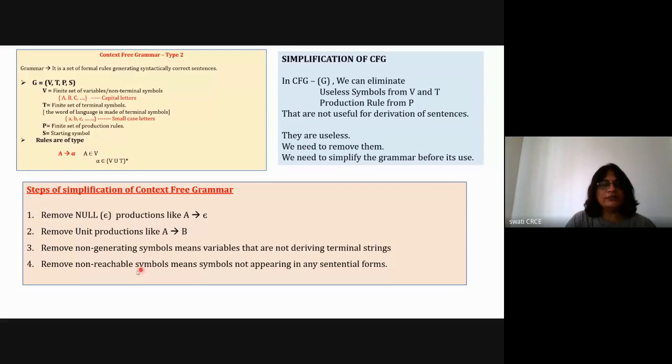Okay, you cannot change the sequence. Like first you do remove the non-reachable, then null production, then it will not happen. You have to follow this particular sequence to simplify the context-free grammar. Okay, so first remove epsilon productions and then unit productions. So let's see what is epsilon production.